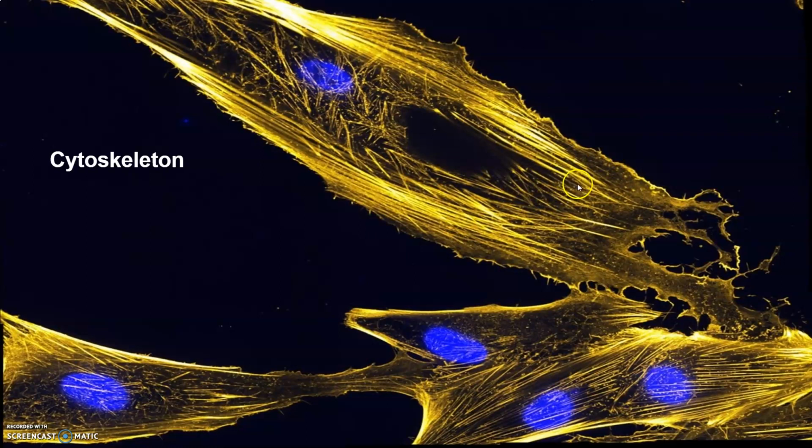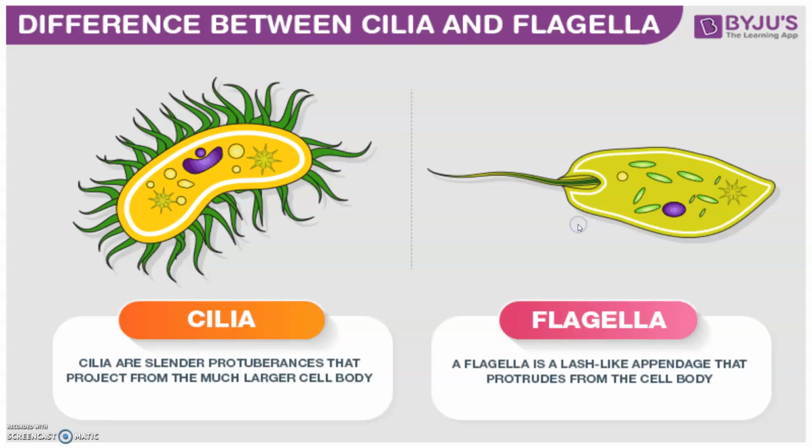Cytoskeletons. In the cytoplasm we find filamentous proteinaceous structures. These are called the cytoskeleton. The cytoskeleton in a cell is involved in many functions such as mechanical support, motility, and maintenance of the shape of the cell.